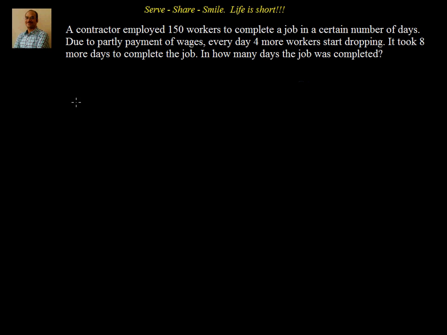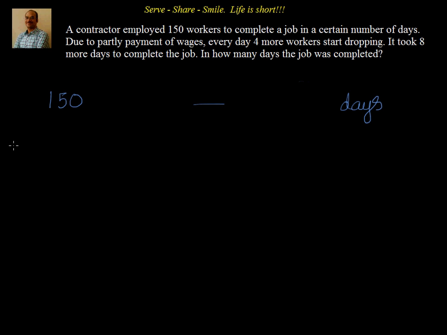Now what is actually the plan? A contractor employed 150 workers to complete a job in a certain number of days. So I'll write down 150 workers. The contractor employed them and asked them to work for a certain number of days so that the work will be finished. Now what happened? Due to some unforeseen issues, the contractor was unable to pay their daily wages. So every day 4 more workers started dropping.